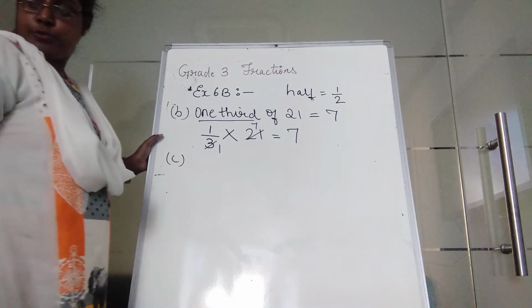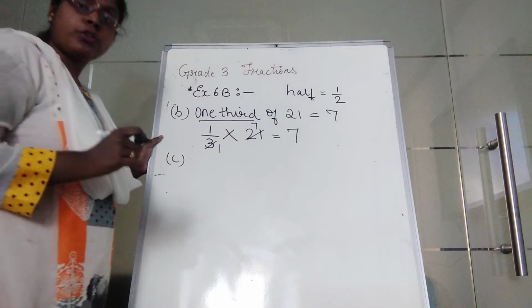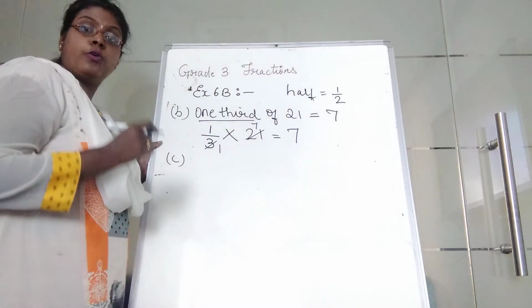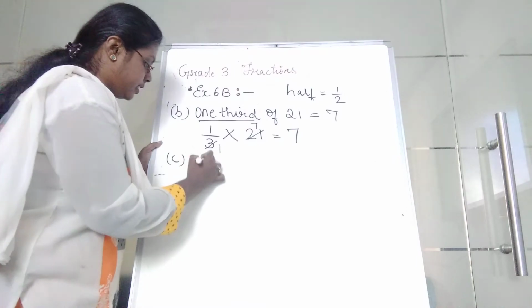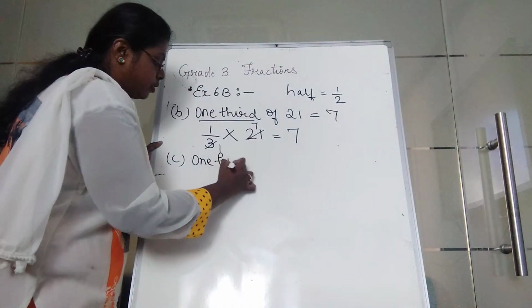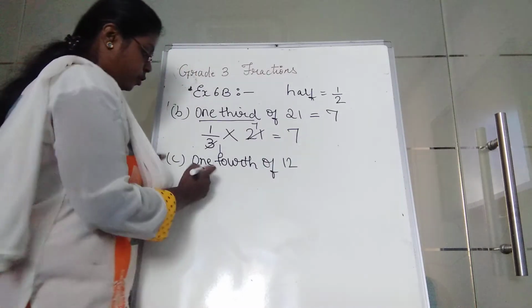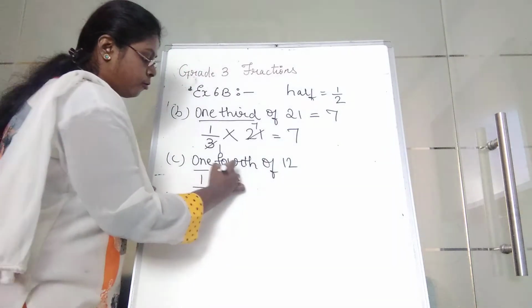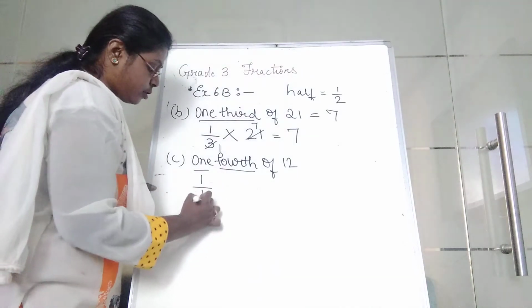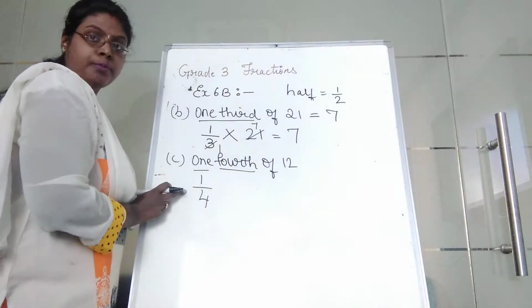Let me write the question for you. It is 1/4 of 12. So here it is 1/4 of 12. So 1 is the numerator, 4th is the denominator. So your fraction will be 1/4.